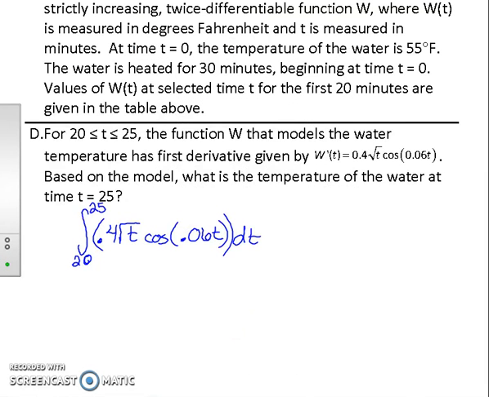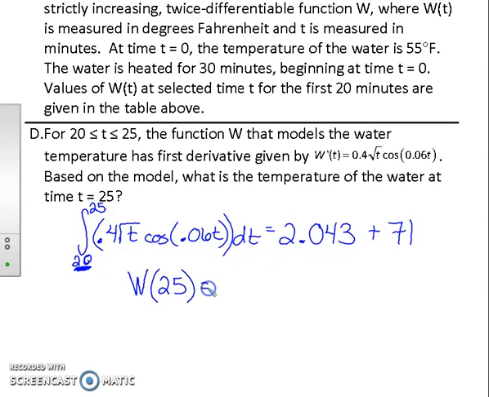So going back to here, does that mean that my temperature at 25 minutes is 2.043 degrees? No, that means that's how much the temperature has changed since the beginning of the time interval. So you had to include the fact that initially the temperature at time 20 is 71 degrees, because that's what it says in the table. So that means that your temperature at time 25 would be the sum of those two things, so 73.043 degrees Fahrenheit.